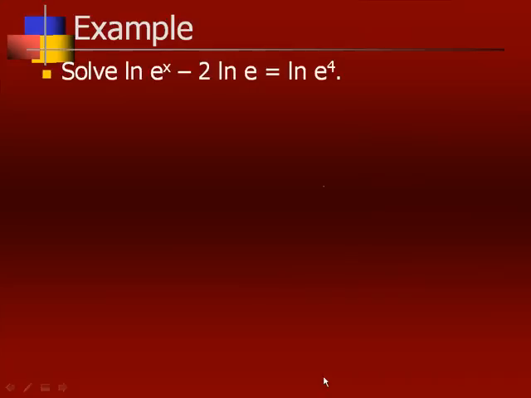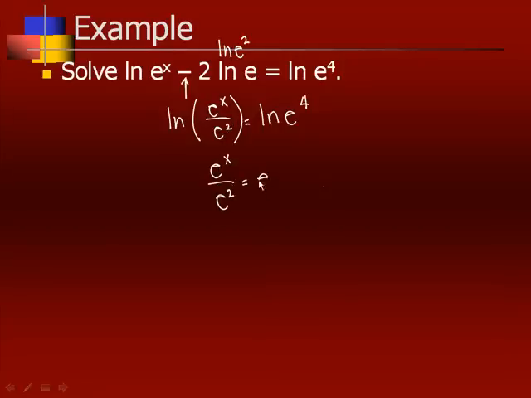Solve the natural log of e to the x minus 2 times the natural log of e equals the natural log of e to the fourth. Now remember, these work the same if they're natural logs or just regular logs. Well, 2 times the natural log of e is the same thing as the natural log of e squared. This minus means we're going to divide, so it's the natural log of e to the x over e to the second equals the natural log of e to the fourth. Because they're both natural logs, we've got e to the x over e to the second is equal to e to the fourth.